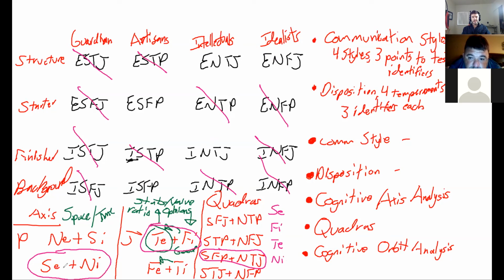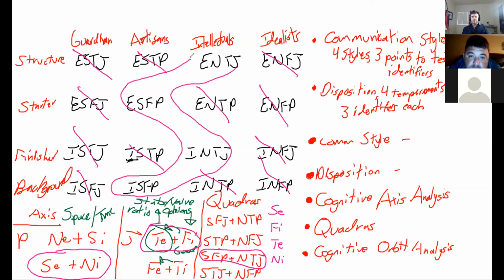So is this any good? Well, here's the thing. When you're doing cognitive axis plus quadras together, it will really only bring you to these 4 choices. I've just eliminated all those types and got them down to 4. And then once you reduce it down to 4, you just go over to communication styles and disposition.